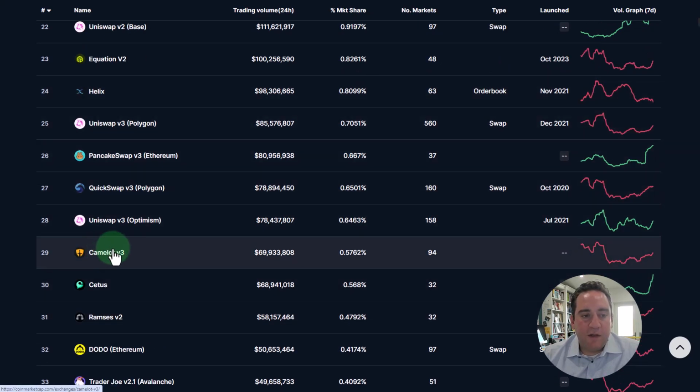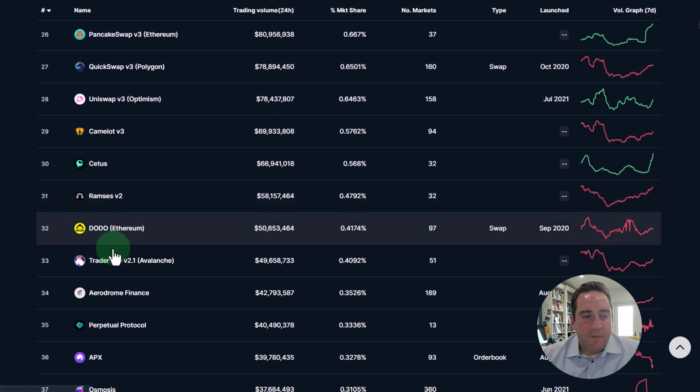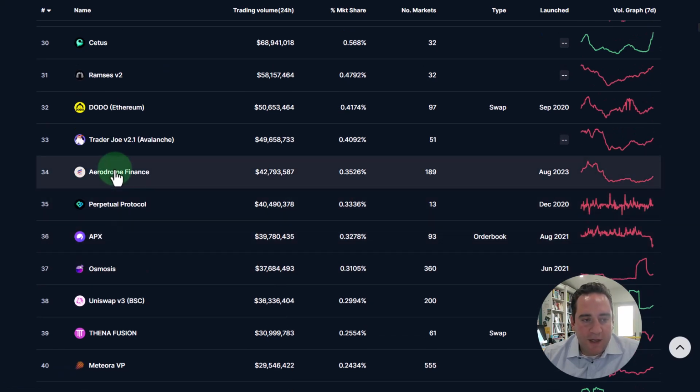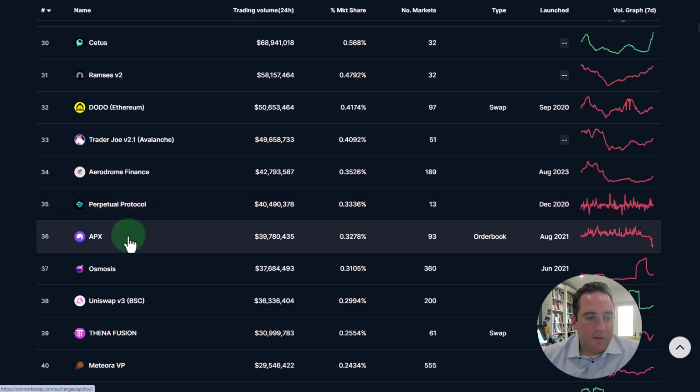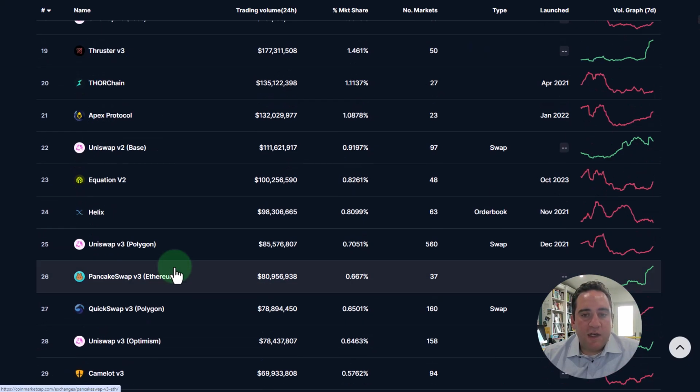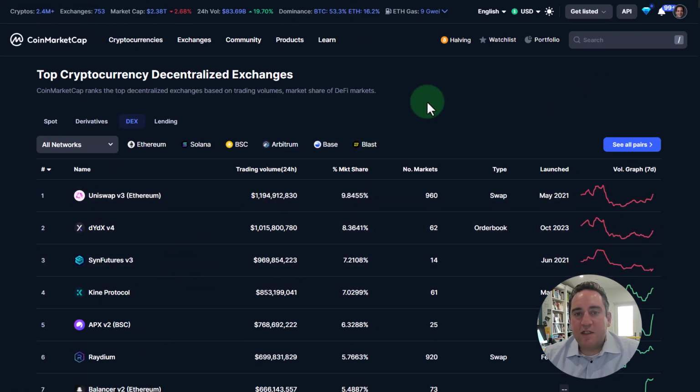Camelot was one of the fastest growing at one point. Dodo has significant backers. Trader Joe is primarily for the Avalanche ecosystem. Aerodrome Finance has also been growing for the past year or so since its inception. Same with Osmosis. So those are the more established, credible, decentralized exchanges, and that really should be the beginning stages of on-chain trading.